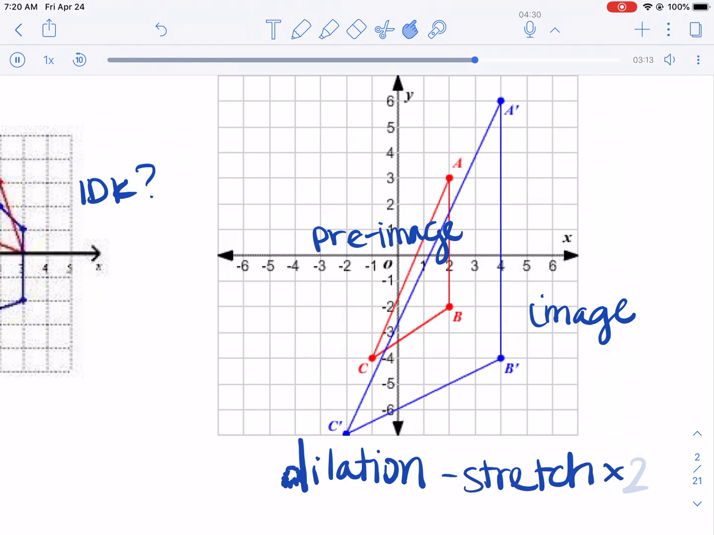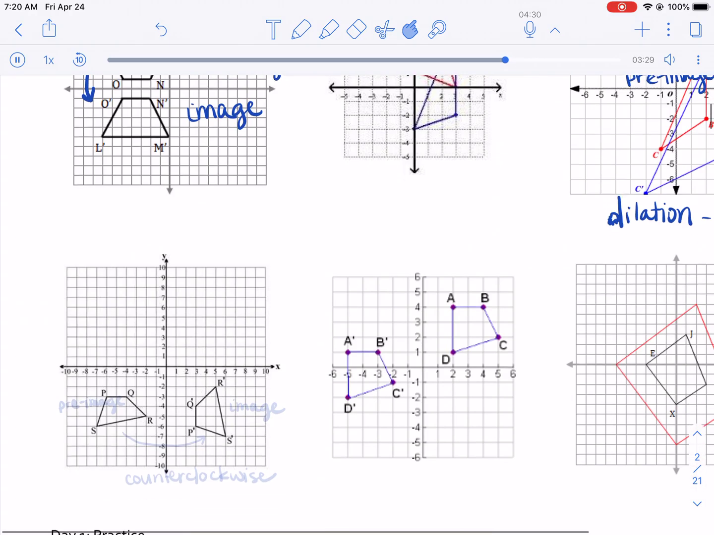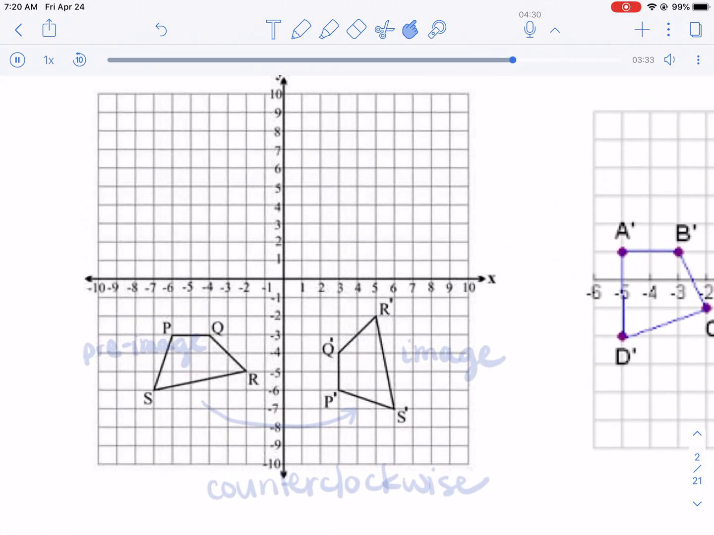And it gets twice as big. So you're going to have to choose whether it gets twice as big or half as big. And knowing which is the pre-image and which is the image is going to help you do that. I'll do one more over here. This shape PQRS is the pre-image.